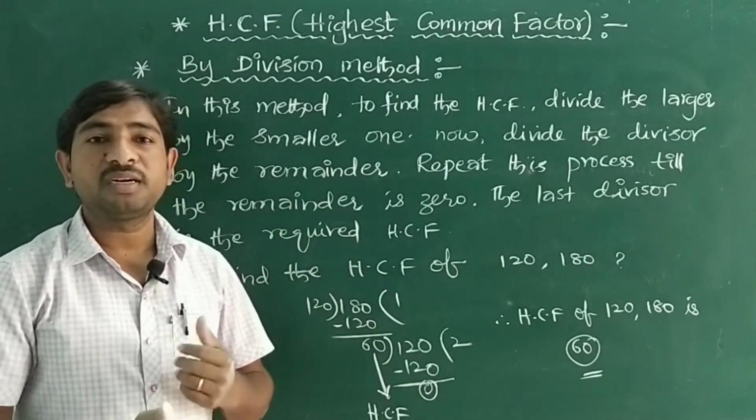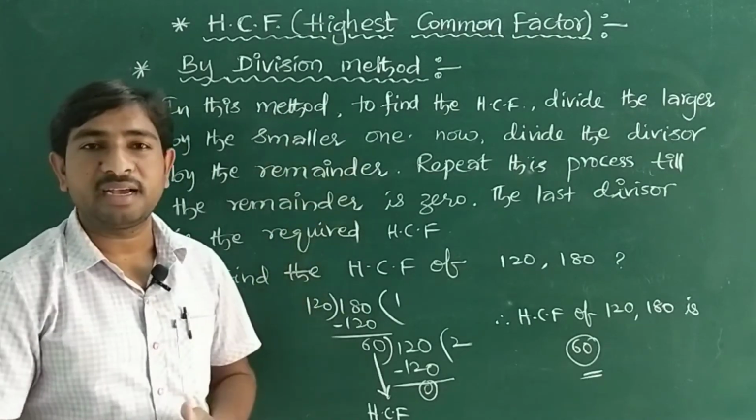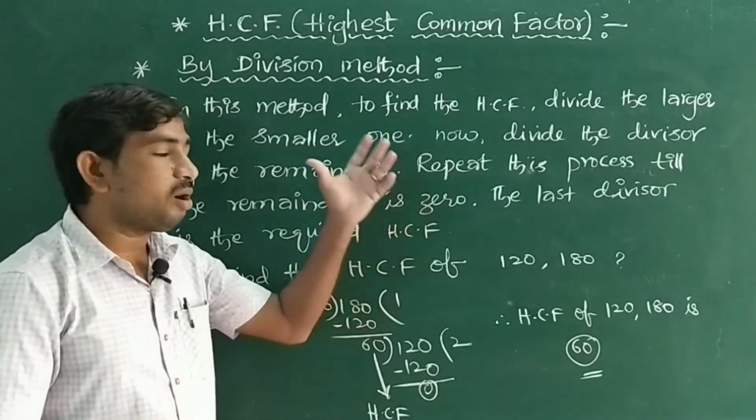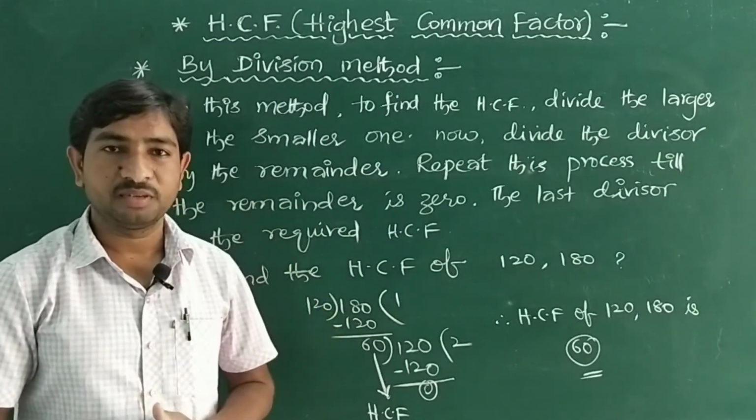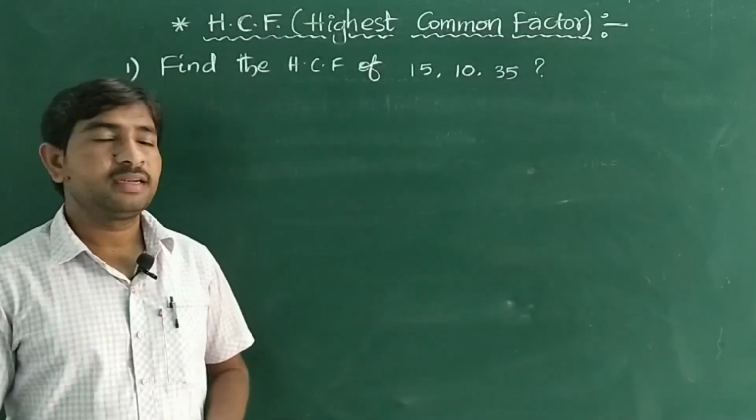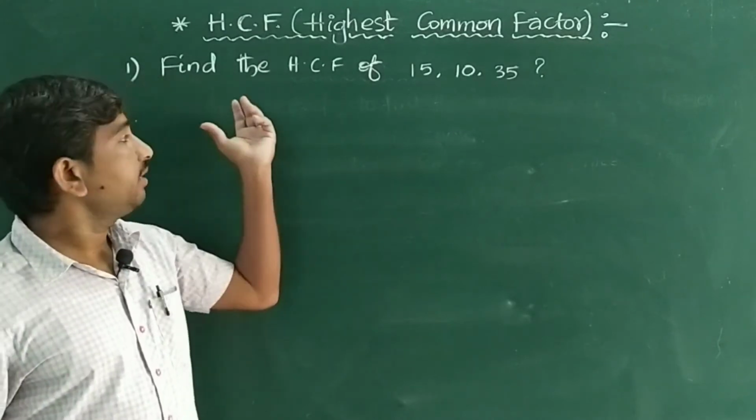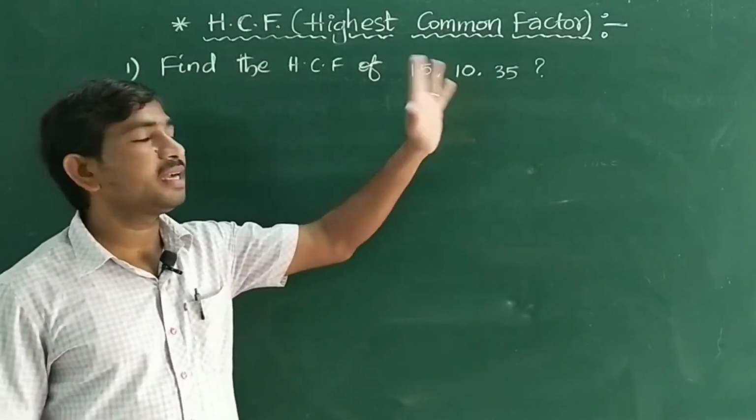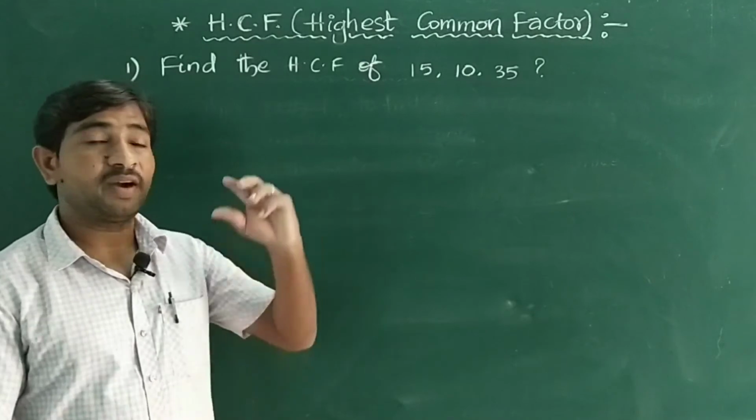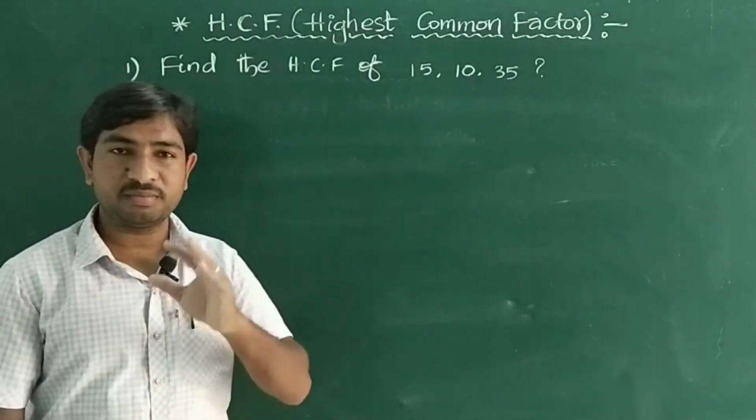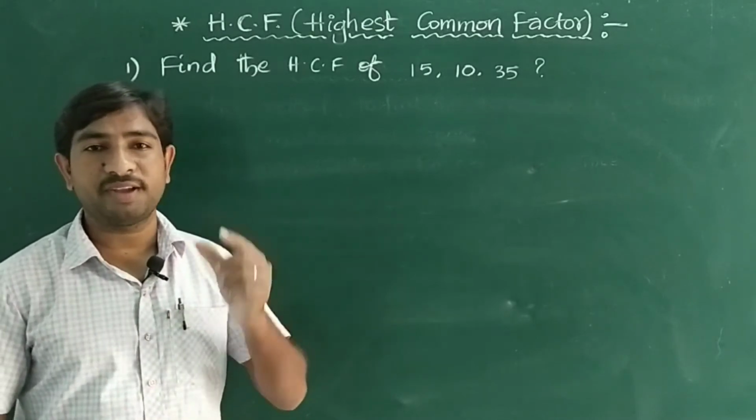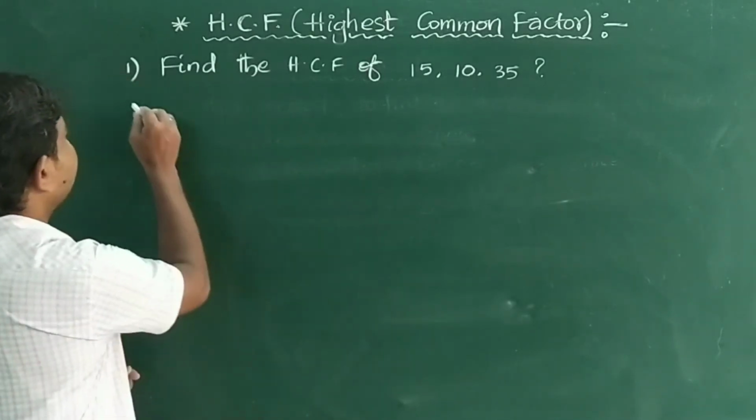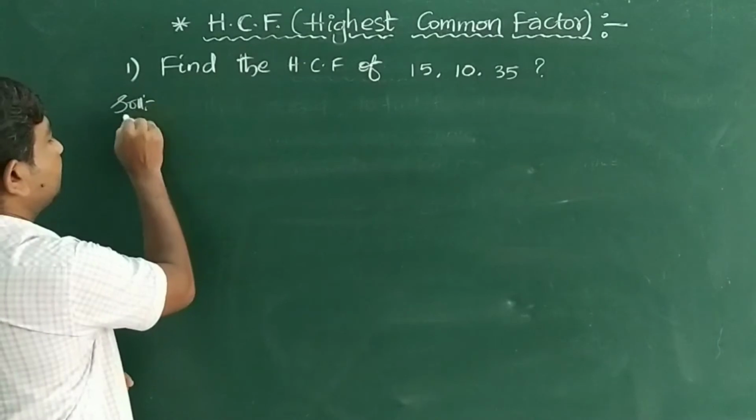So now how can we find the HCF for one more problem by all these three methods? I will explain by taking one example problem. Now see, find the HCF of 15, 10, 35. Find the HCF of the given three numbers by using the three methods. First method is writing all the factors. So method 1.